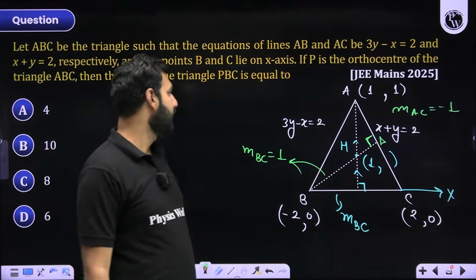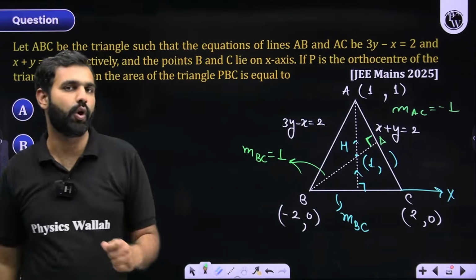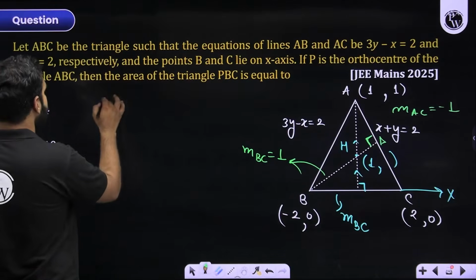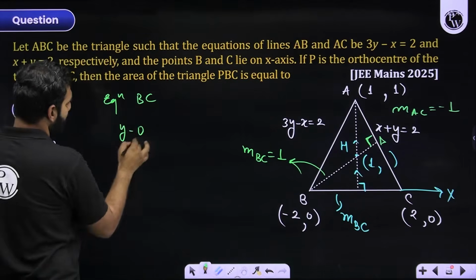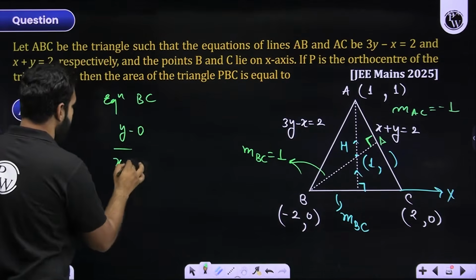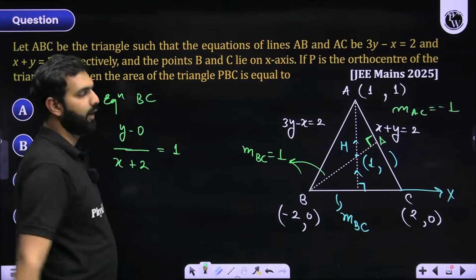Do you remember that? So I have the slope of BD. I know the coordinates of the point B. So the equation of BD will be given by y minus y1 upon x minus x1 is equal to m, which is 1. I hope you remember it.